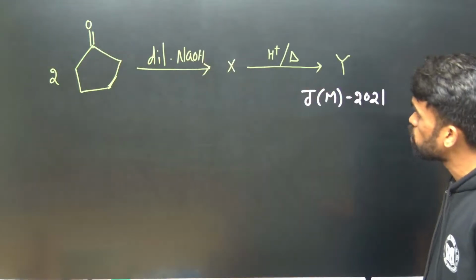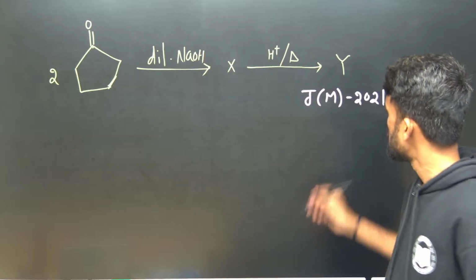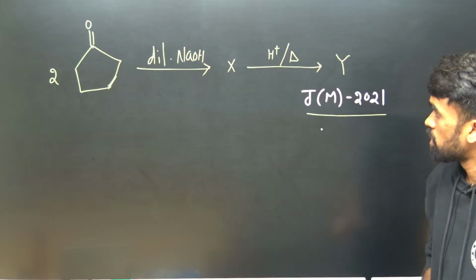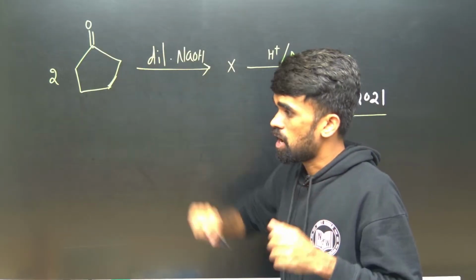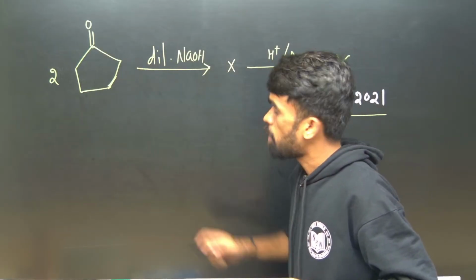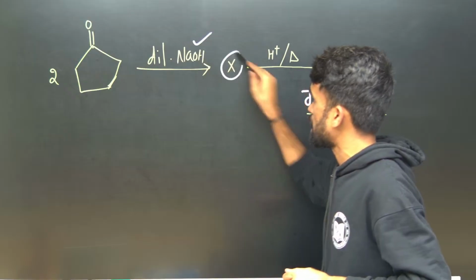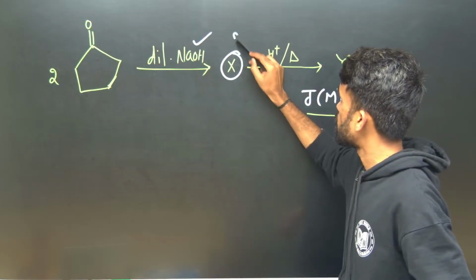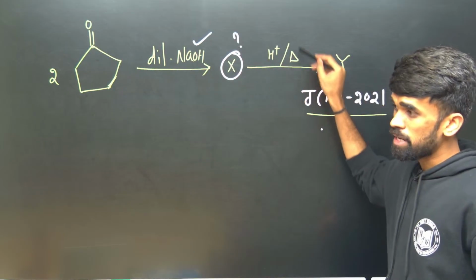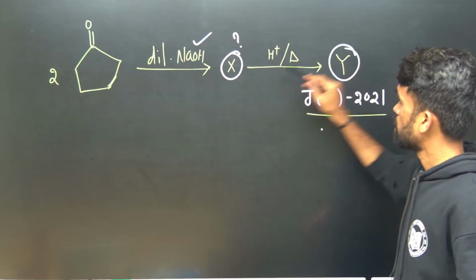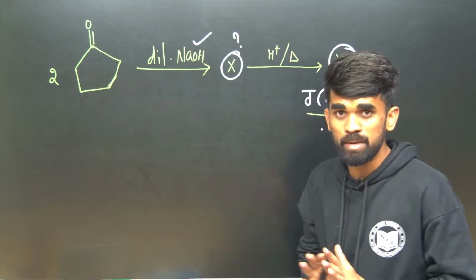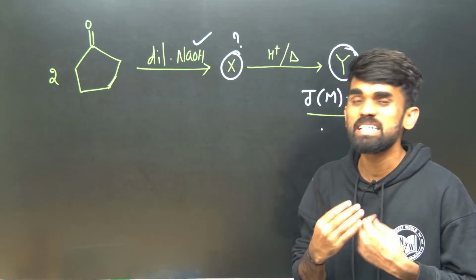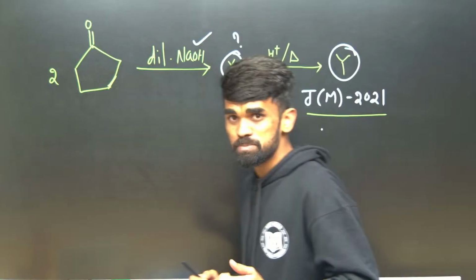Let me move forward with one more question from JEE Mains 2021. We have 2 molecules of cyclopentanone. Upon treating with dilute base, we will get X. We need to identify X, and dehydration then gives Y. What are X and Y? I haven't mentioned any options here. Just give it a try. What are the steps I told you?